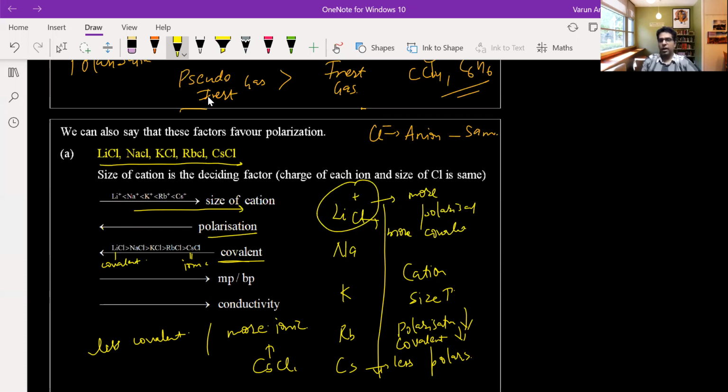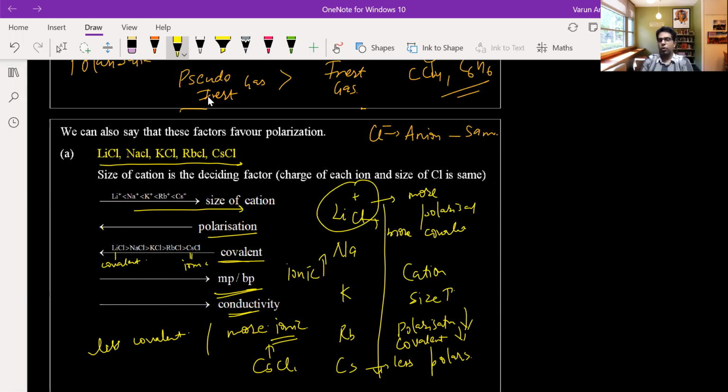Now this is more ionic. Ionic compounds have more melting and boiling point. So down the group, the ionic character is increasing, so melting and boiling point will increase. And the conductivity will also increase. So ionic compounds have more melting and boiling point and they have more conductivity.